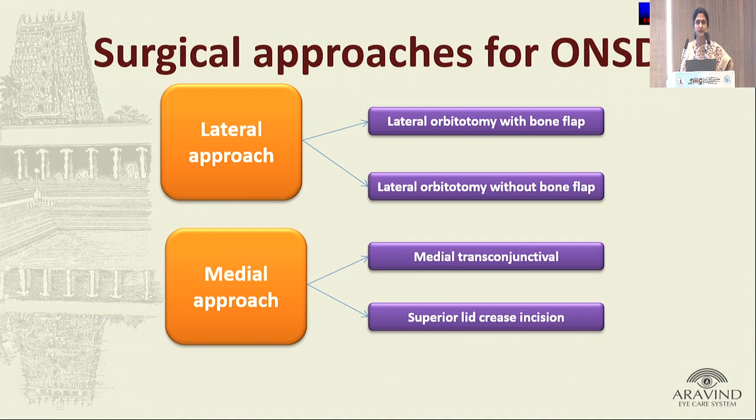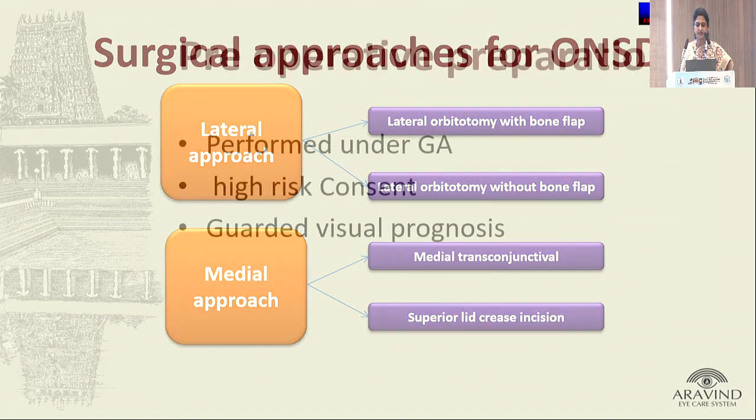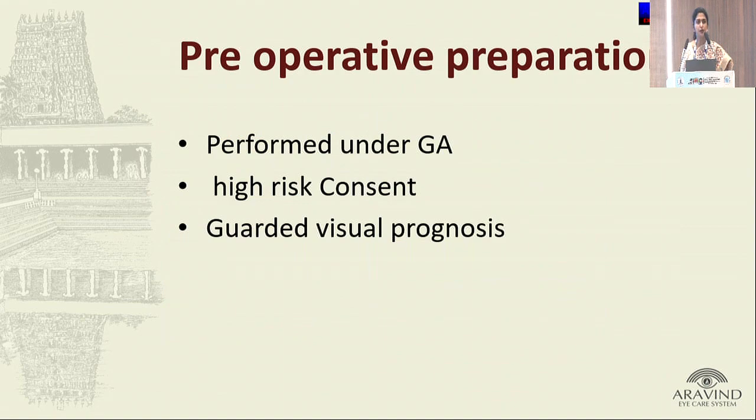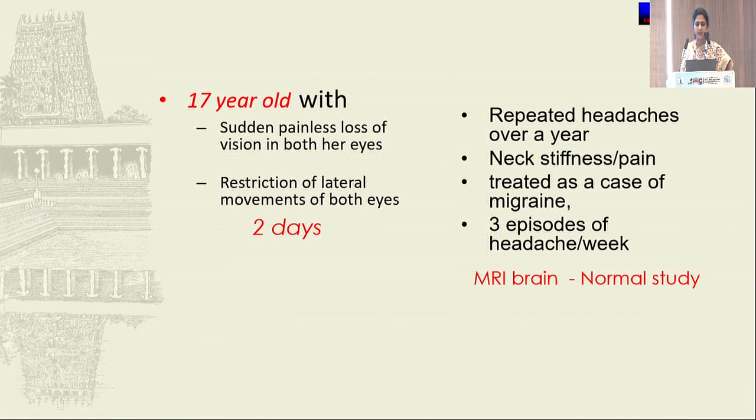The options that we have are a lateral approach or a medial approach. The lateral approach could be a lateral orbitotomy with or without bony flap removal, and a medial approach will be a medial transconjunctival or a superior lid crease incision. It's performed under general anesthesia. A high-risk consent has to be obtained, and you have to definitely give a guarded visual prognosis even in a seeing eye. So with this background in mind, let's go through this case history so we'll understand it a little better.